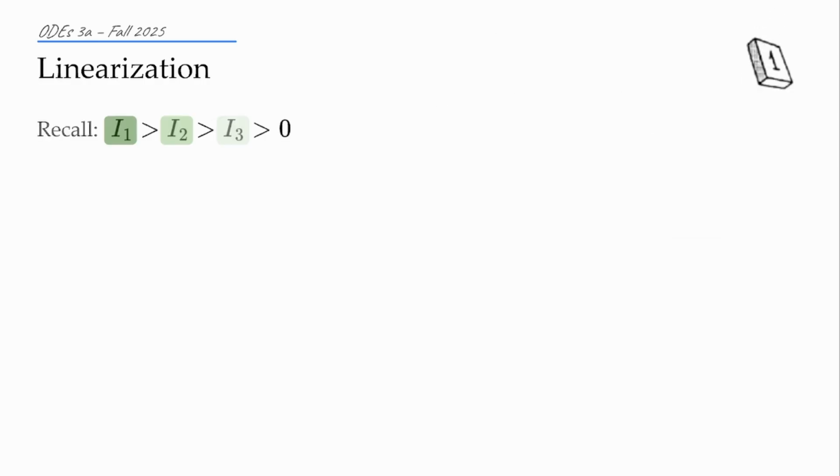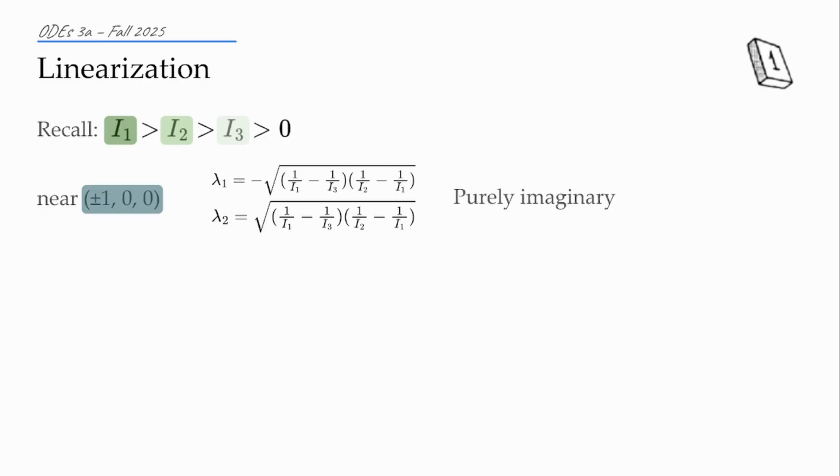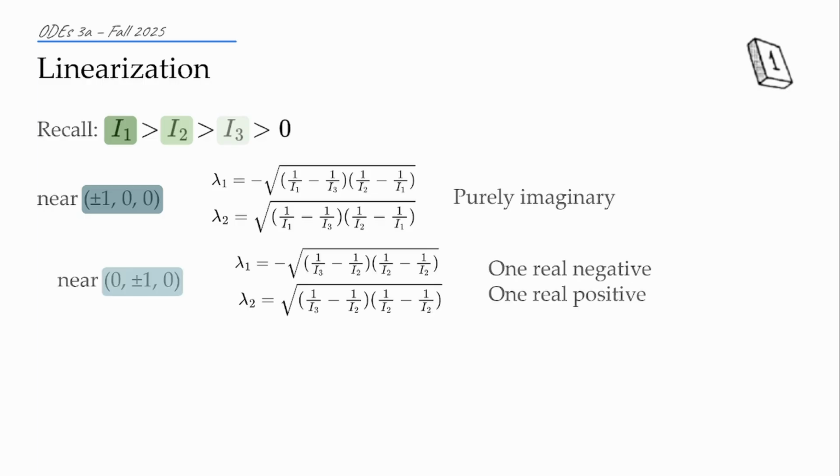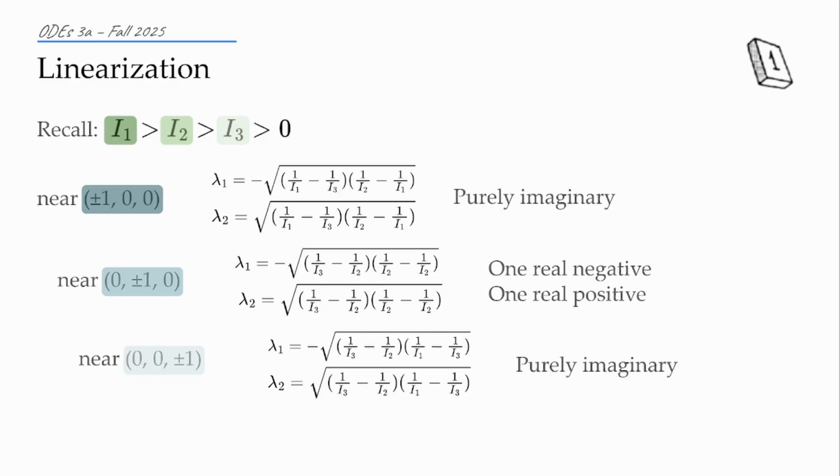Now we're going to recall our inequality with our moments of inertia: I1 greater than I2 greater than I3 greater than 0. So now that we know the eigenvalues, we're going to use them to draw some conclusions about our equilibria. Near plus or minus 1, 0, 0, we notice that we have 2 purely imaginary eigenvalues. At 0, plus or minus 1, 0, we have 1 real negative and 1 real positive eigenvalue. And near 0, 0, plus or minus 1, we have 2 purely imaginary eigenvalues.